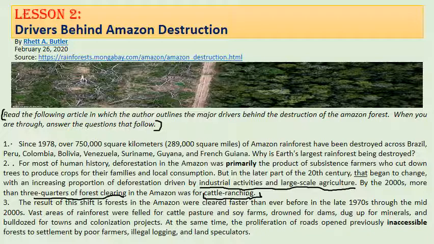The result of this shift is forests in the Amazon were cleared faster than ever before in the 1970s through the mid-2000s. Vast areas of rainforest were felled for cattle pasture and soy farms, drowned for dams, dug up for minerals, and bulldozed for towns and colonization projects. At the same time, the proliferation of roads opened previously inaccessible forest to settlements by poor farmers, illegal logging, and speculators. Logging is cutting wood, cutting trees to get their wood in order to use it for furniture and other things.